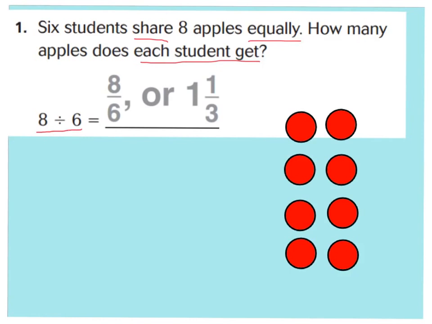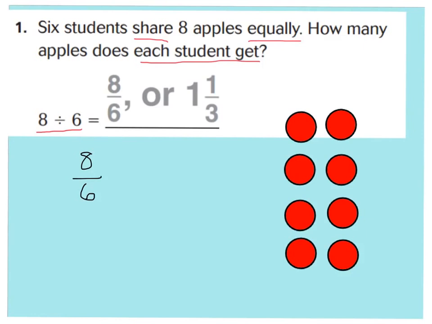So you can actually look at the fraction bar as a sign to divide. So it would be 8 divided by 6, which is also a fraction greater than 1 whole, because it can be changed to a mixed number. So let's think. If there's 8 apples and there's 6 kids, you already know each kid's going to at least get 1 apple because there's 6 kids.